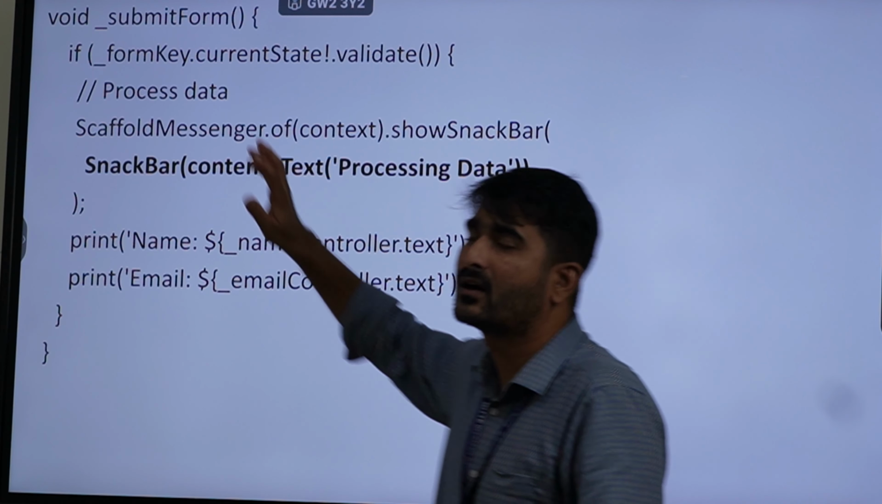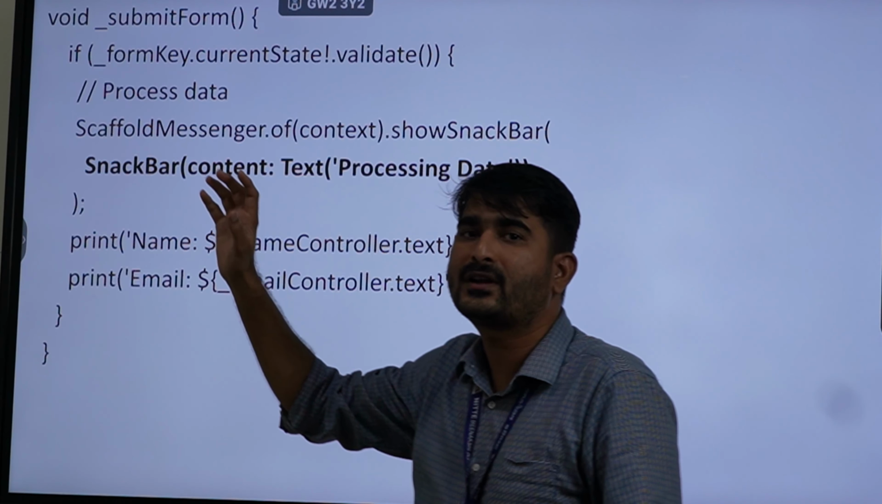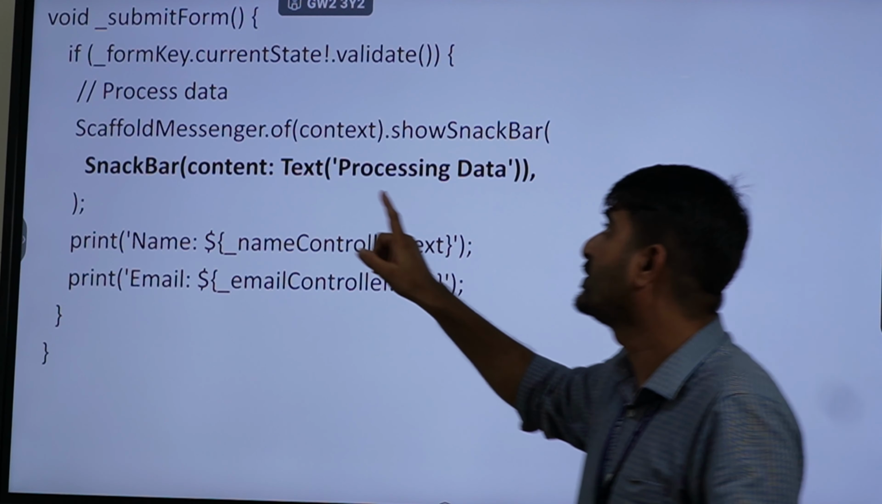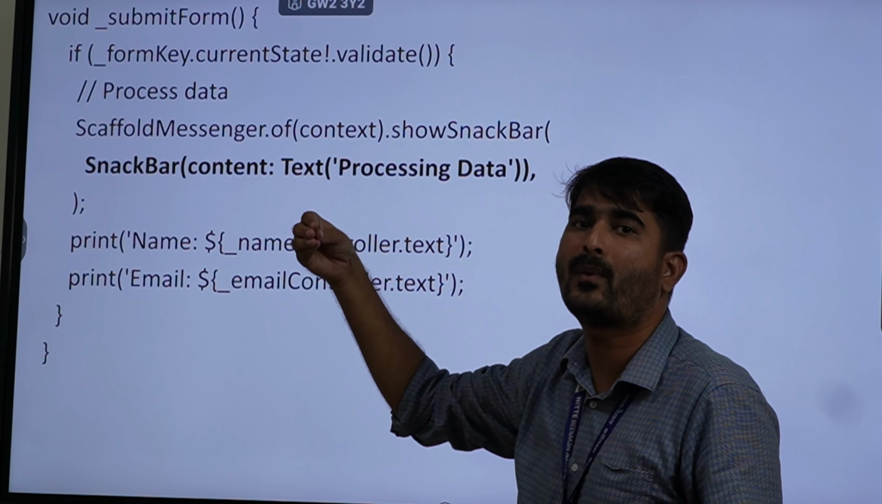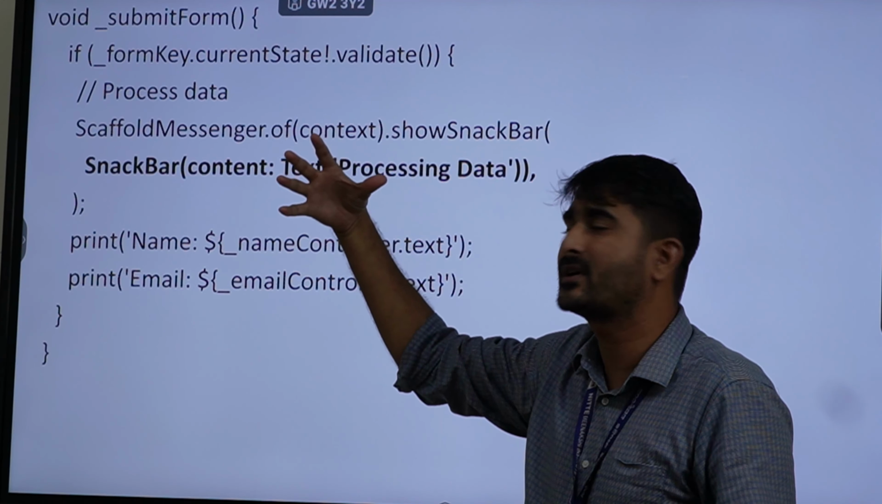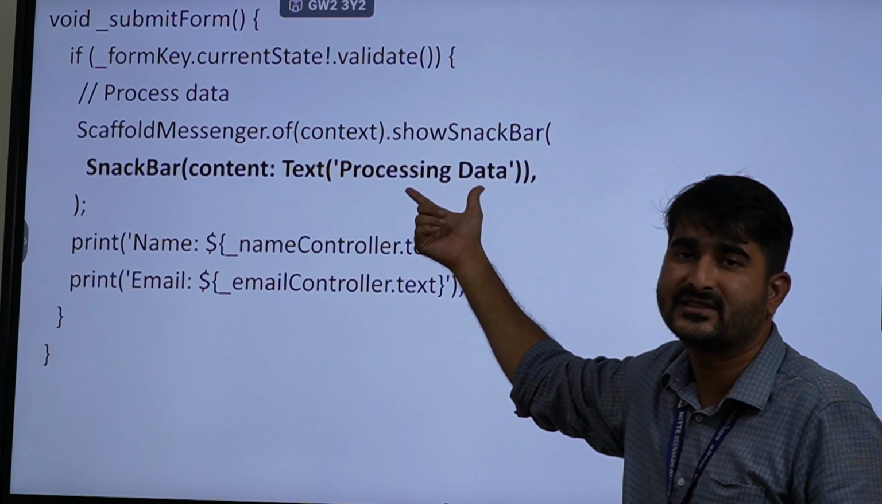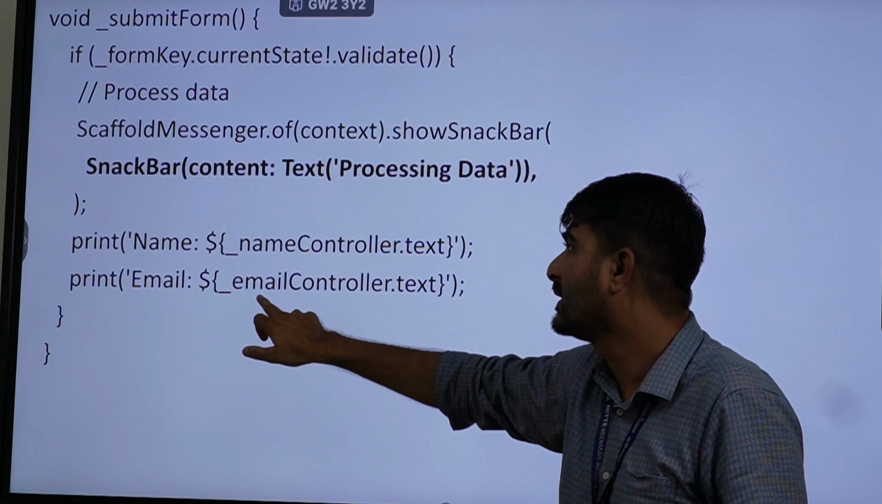Next, I will be using the function called submit function. Once I give the name and email ID, I have to click on the submit function. Once I click on the submit function, it is going to validate the name and email ID. After validation, it is going to give a pop-up message. The pop-up message is called a snack bar. In the snack bar, I will be getting a message called processing the data. As I told, the name and email we have to give properly in the editing controllers.